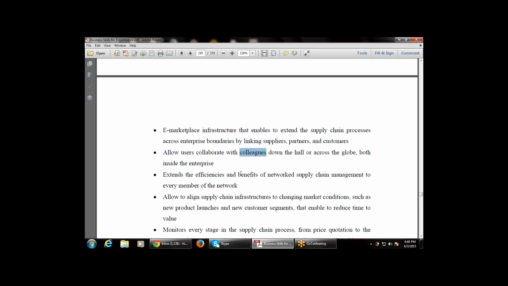The next point says that with the use of the intranet, it can also extend the efficiencies and benefits of network supply chain management to every member of the network. That is, managing the supply chain process for each and every member. Then the internet also allows aligning supply chain infrastructure to changing market conditions such as new product launches and new customer segments. That reduces the time gap between the customers.